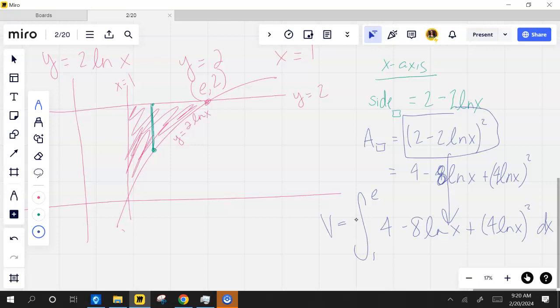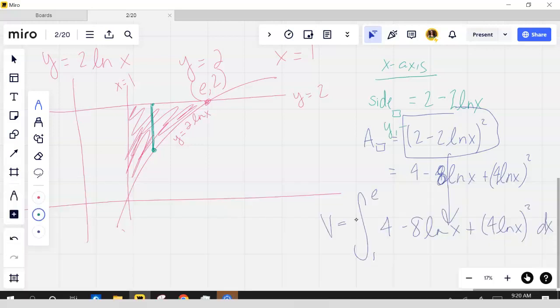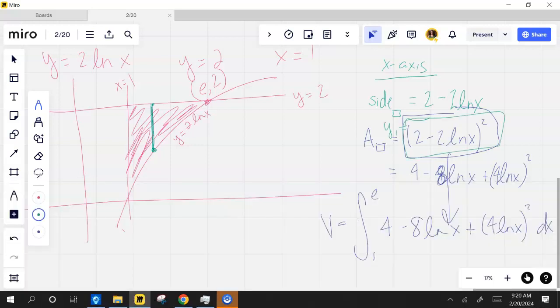So in my Y1, put this in Y1, just like that.